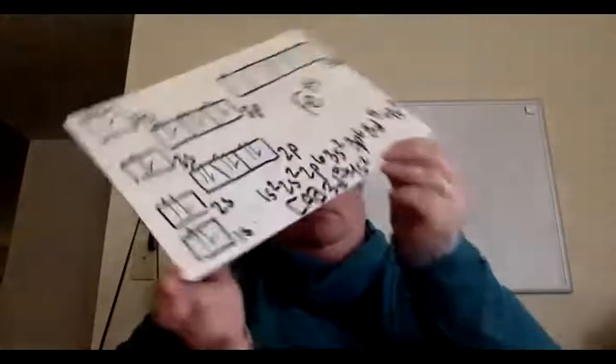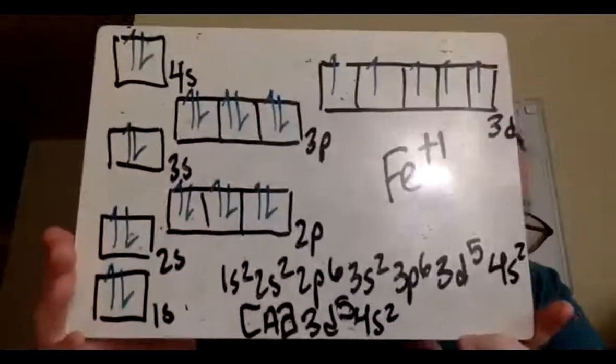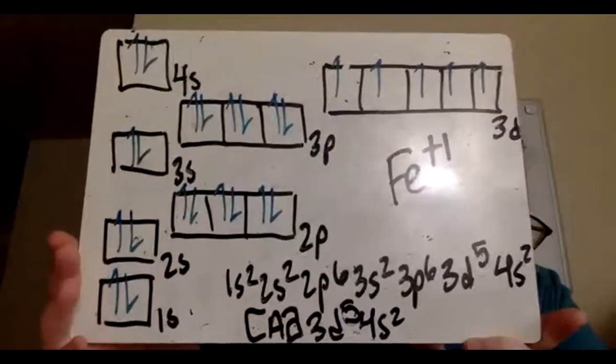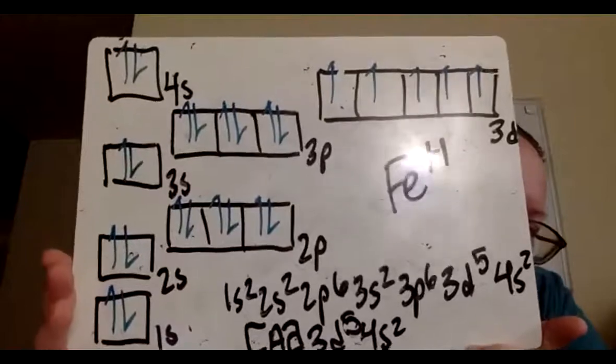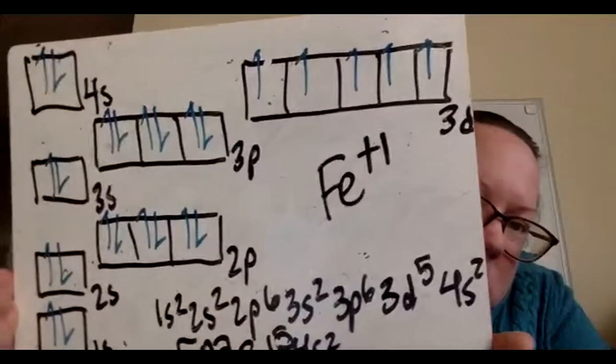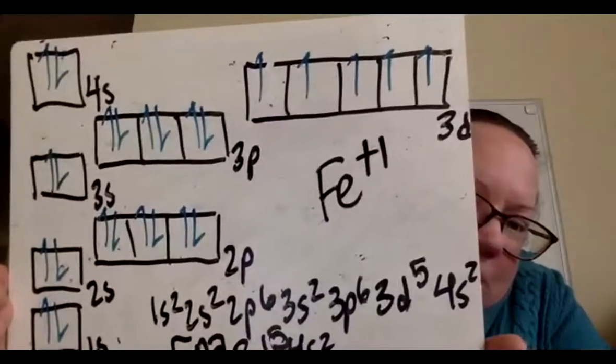So if it was iron 1 plus, it would look like this, where I took one of those electrons away. Oh, okay, I see.